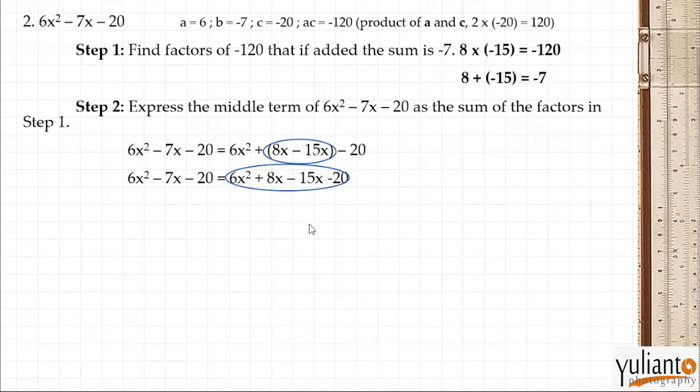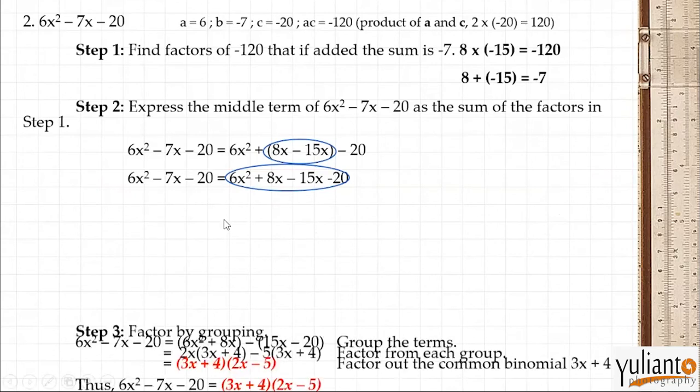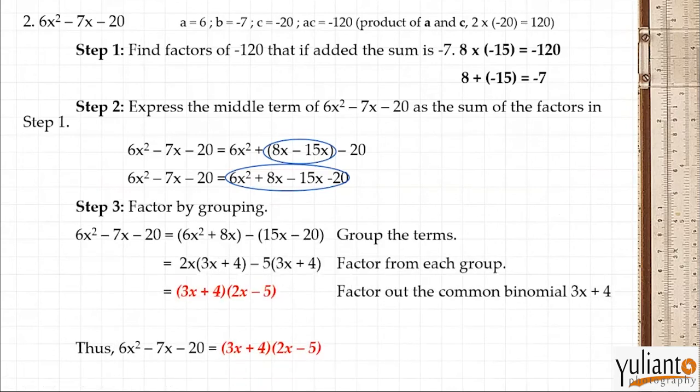Yes, okay, thank you. All right, let's have now step 3. Step 3, factor by grouping. Now in here is, again, same with the other example. We group the terms. Group the terms by 2. So we have here our first part, 6x squared plus x, and then the second one is the remaining 2 terms.